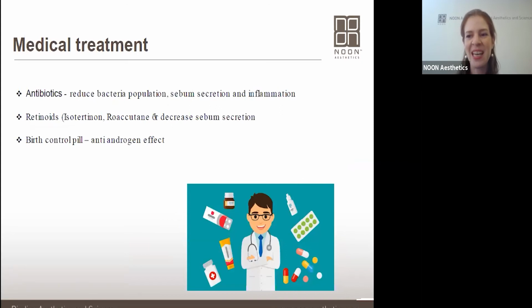So I said medical treatments. I guess we should know what kind of medical treatments we have. First we have the antibiotics. By using antibiotics, we actually reduce the bacteria population, the sebum secretion, and the inflammation. I can use antibiotics and also our products. We can do it and we should do it, because when we use antibiotics, after 1 or 2 months, our skin gets resistant to it, and we are just stuck.